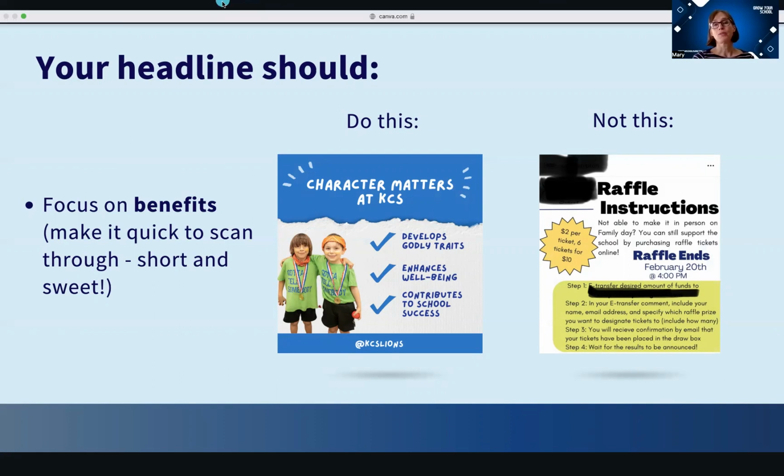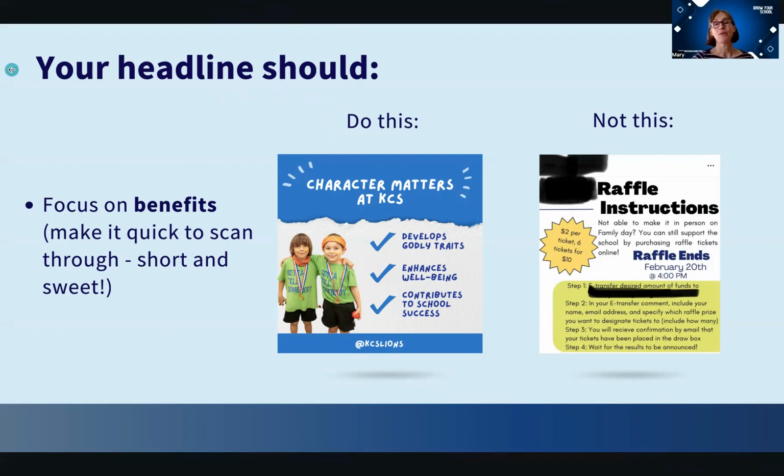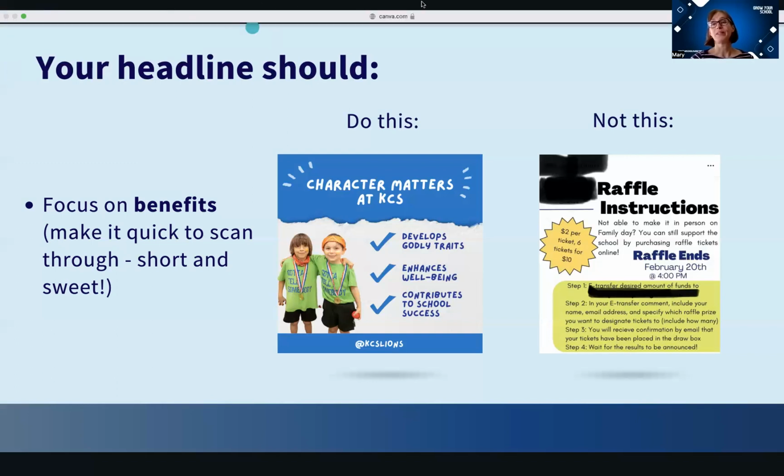For this first post, the school was talking about how they focus on character development. Quickly and easily, you can see that character matters at their school, and the benefits of character development: it develops godly traits, it enhances well-being, it contributes to school success. There's a lot more they could say, but that's quickly highlighting the benefits, and you can easily scan it. The one on the right has a lot of words, and it's very hard to understand what the benefit is, and it's not easy to read quickly. You know, it's having a raffle.